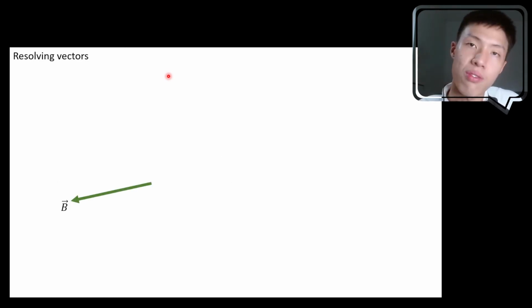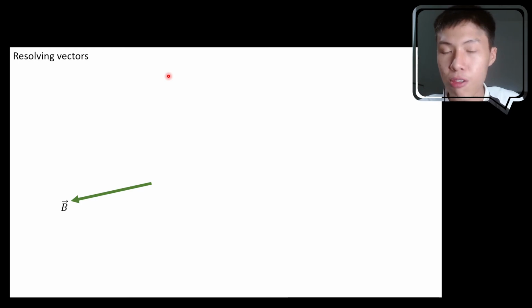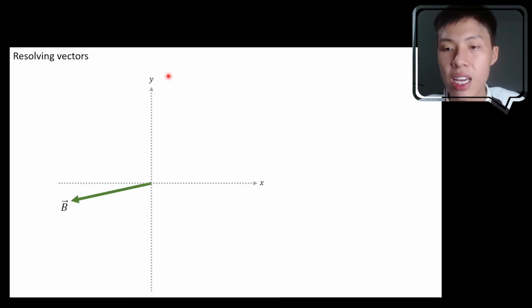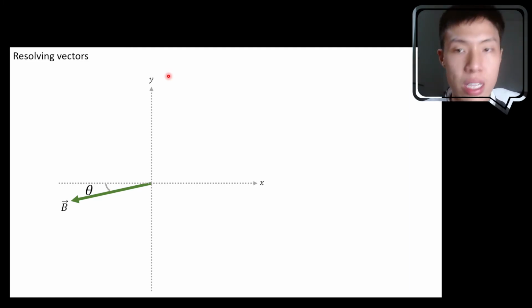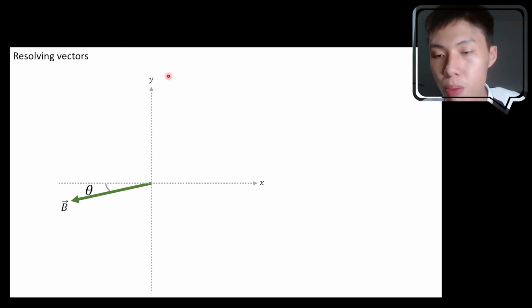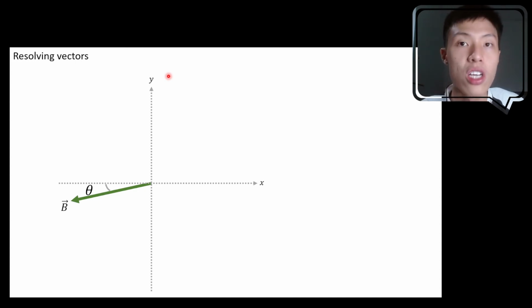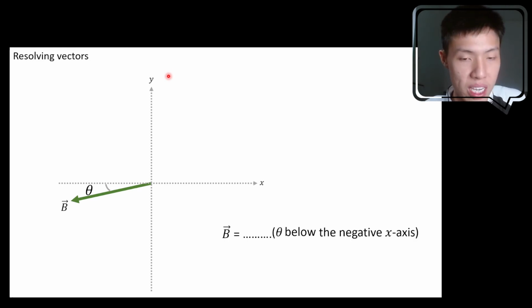Let's look at another example. Now let's say we have a vector B, and if you put it on an xy axis, then it's somewhere at an angle below the negative x-axis. So we should express it in words or in mathematical form. It will be B equals something, and it's theta below the negative x-axis, right? Because this is a negative x-axis, it's below the negative x-axis.